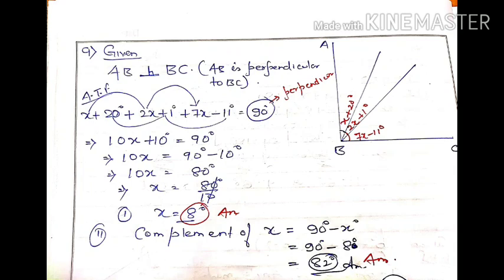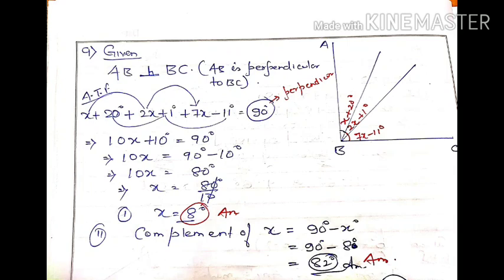How many angles are made? 3 angles are made. 1, 2, 3. All 3 you will plus and you will write 90 degree. Why? Because perpendicular means 90 degree where they are making angle. So x together, number together, simplify. You will get x is equal to 8.